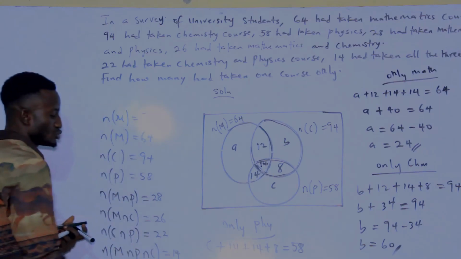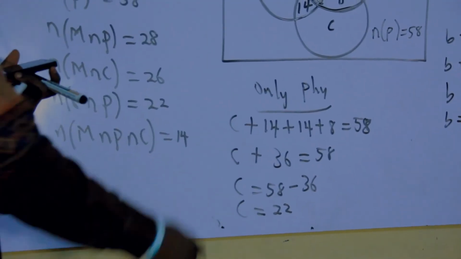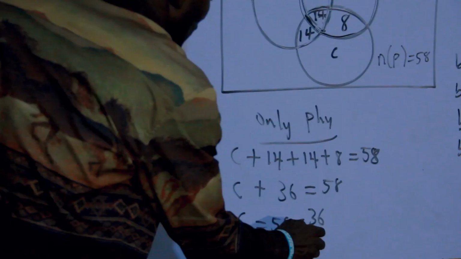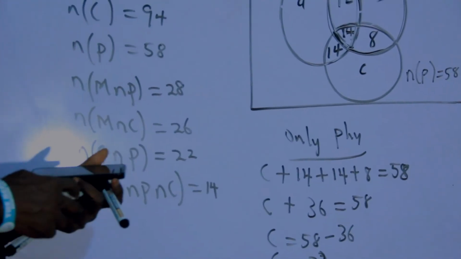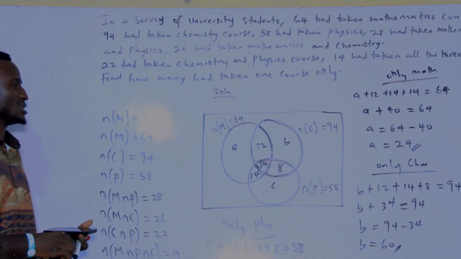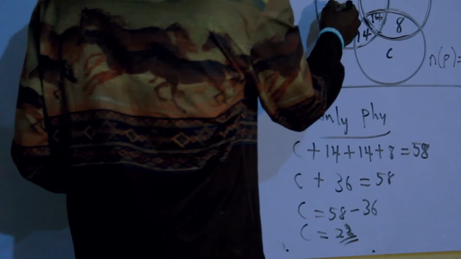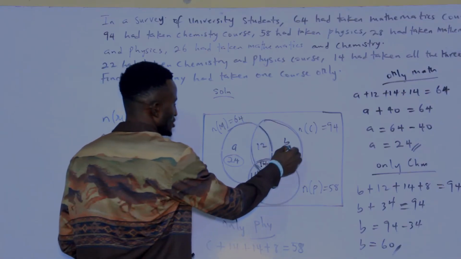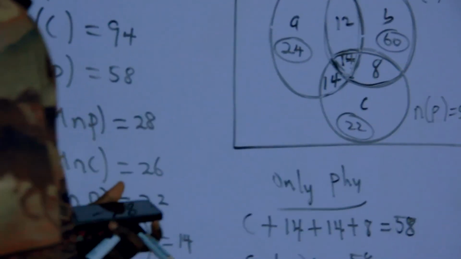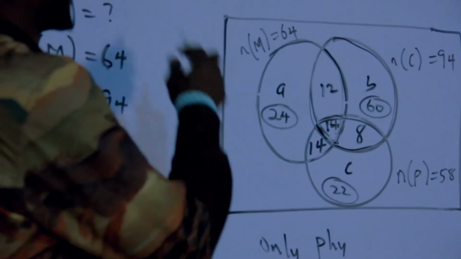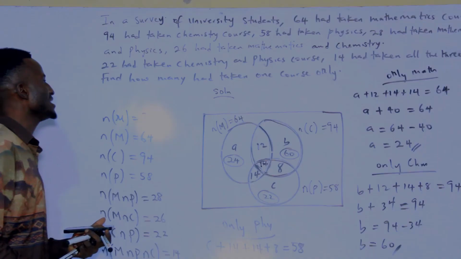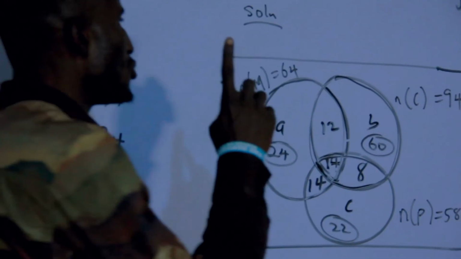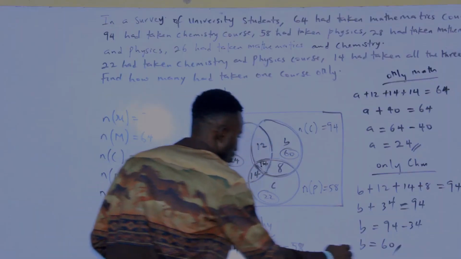So check it very well. 22 plus 36 will give you 58. So that means we have this to be 22. So that means only mathematics is 24, this side, that's 24. Only chemistry, which is 60. Then only physics, which is 22. Then if they now ask, according to the question, they said, find how many are taking only one course, that is only one course.